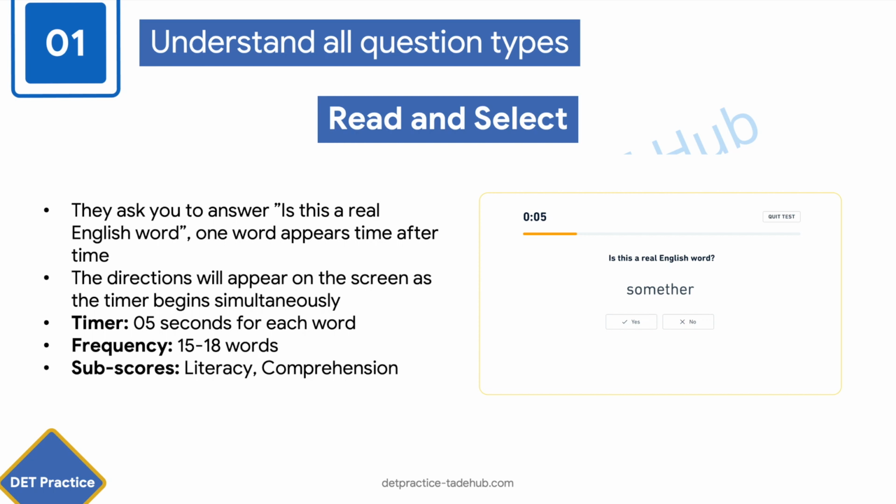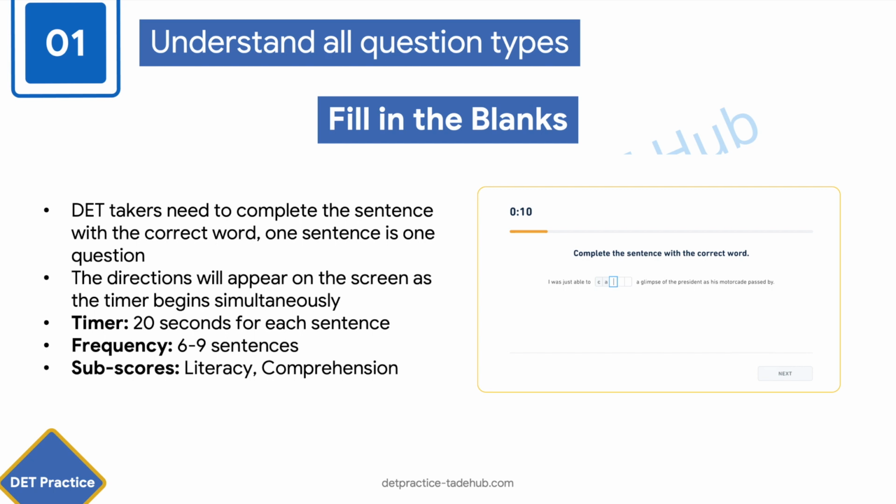Let's take a look at detailed information regarding each question type. The first one is read and select. This is the new format of read and select, which took effect after April 2024, and each word appears separately after the first one. Students have 5 seconds to pick whether it is a real English word or not. And for one section, we have from 15 to 18 words.